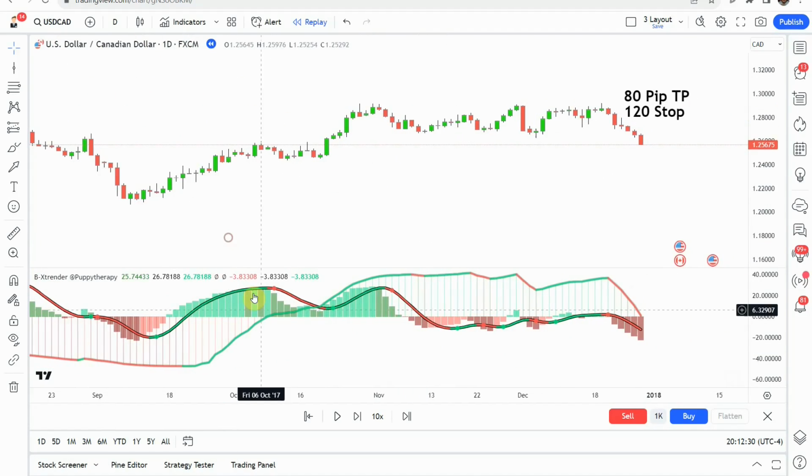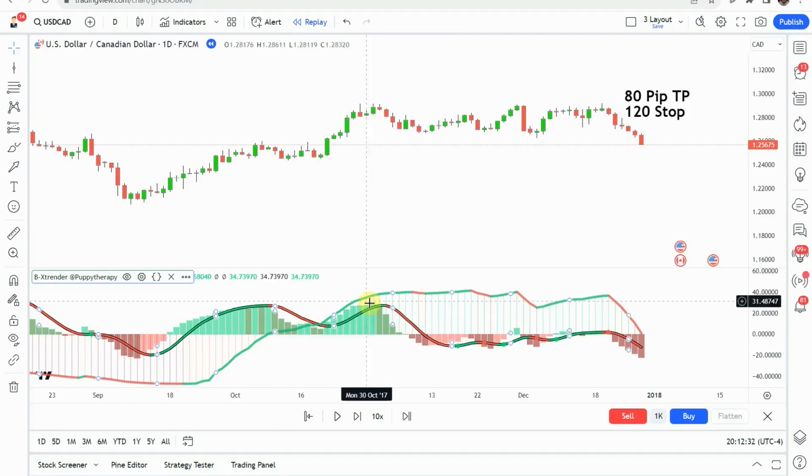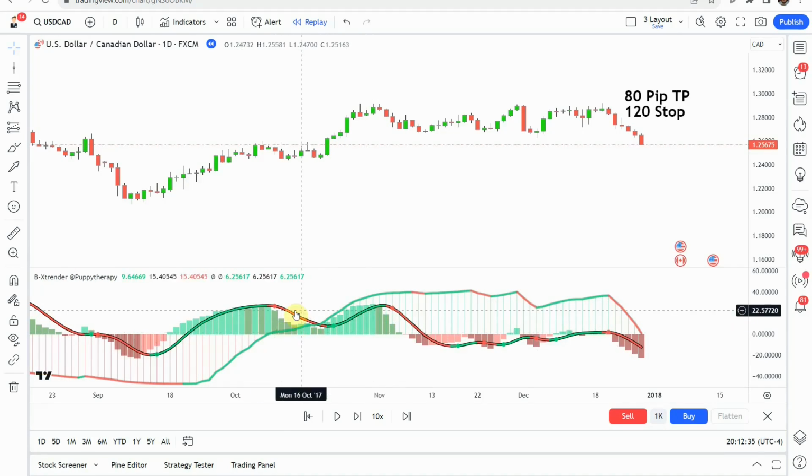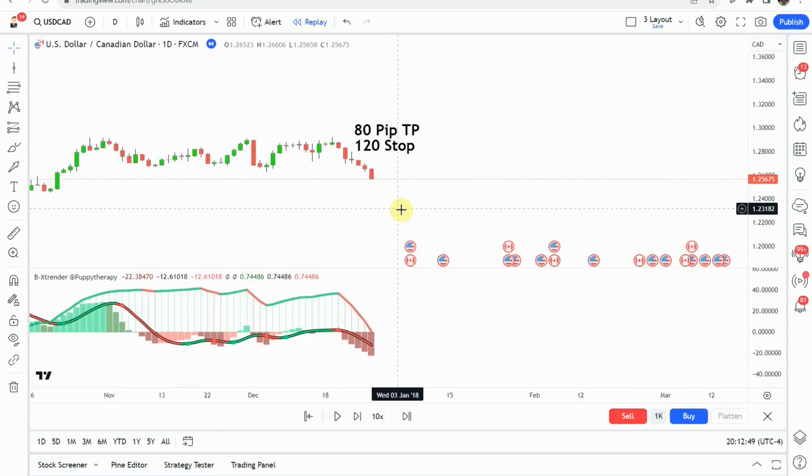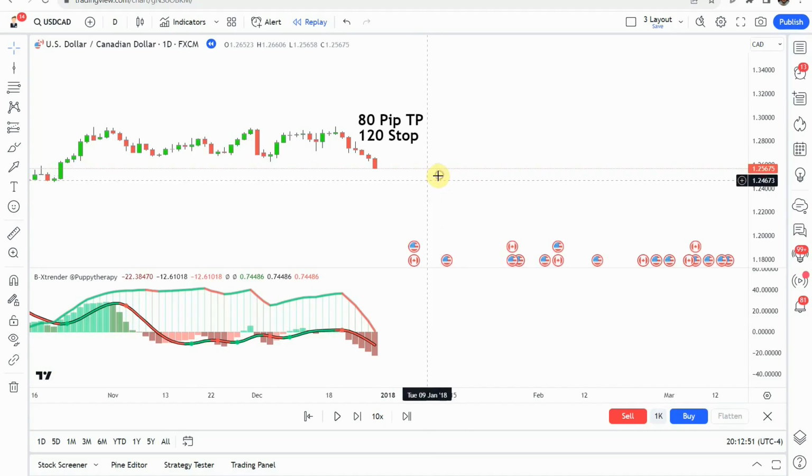When the histogram line is above the 0 line, then we are looking for long trades, and what we would look for is when the histogram bars here, or the oscillating bars, are green and the Xtrender line is green. We don't need that dot, and that would be a signal to go long. So hope all that makes sense. Let's go ahead and get on with the testing and see what we can get out of this, and then we'll go from there.